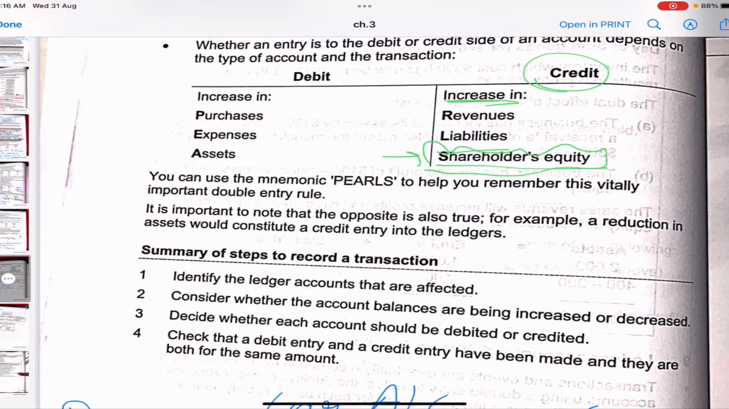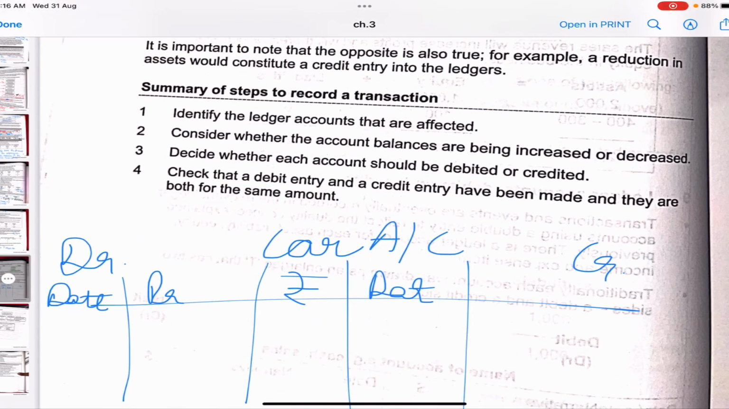It is important to note that the opposite is also true. So you know what the opposite is. If an asset is getting increased, it's getting debited; if the asset is getting decreased, it will get credited. So the opposites are always also true. We have seen that also.